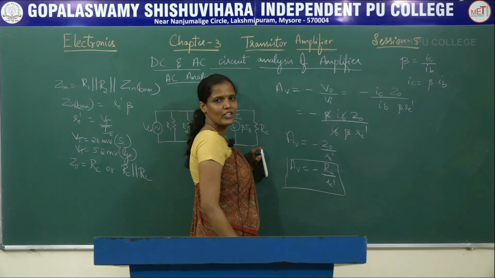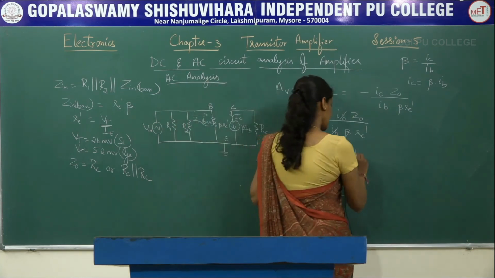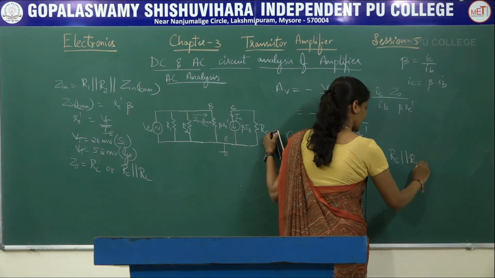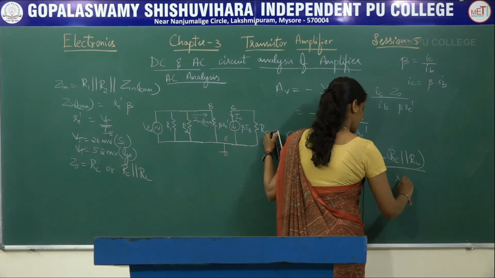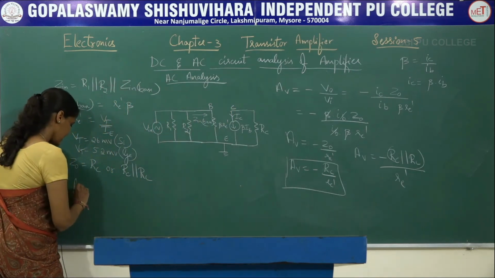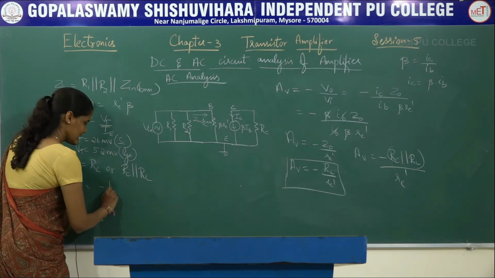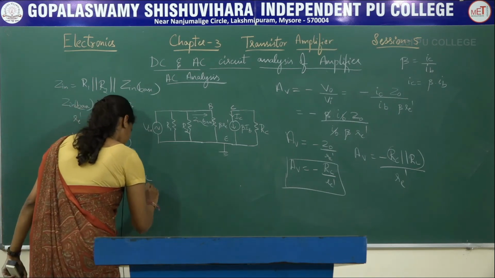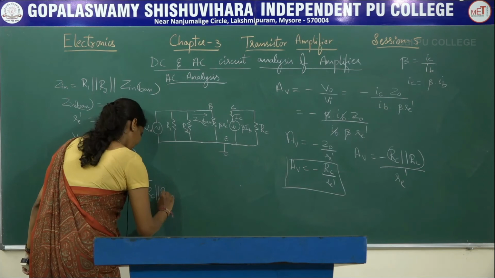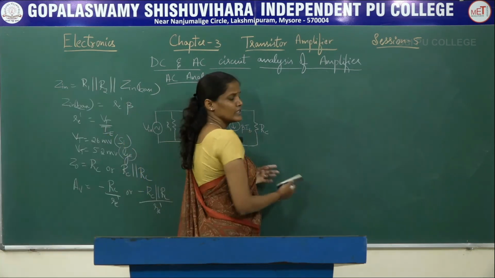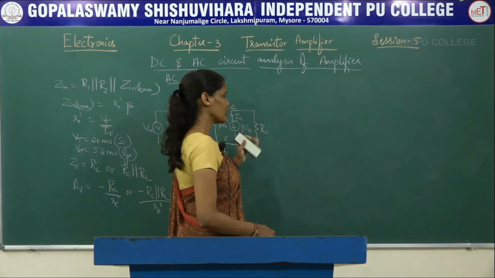But if the load resistance is connected, then AV will be equal to minus Rc parallel with RL divided by Re dash. So AV is equal to minus Rc divided by Re dash, or minus Rc parallel to RL divided by Re dash. Now let us calculate the current gain of this amplifier.